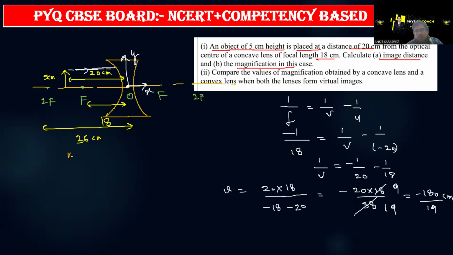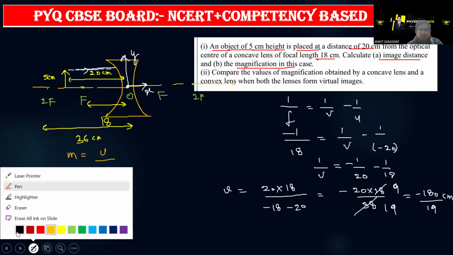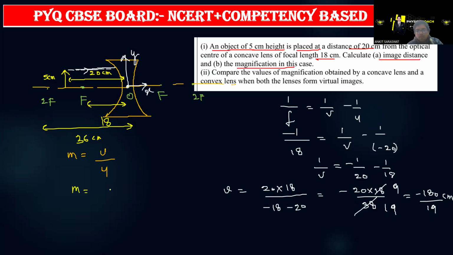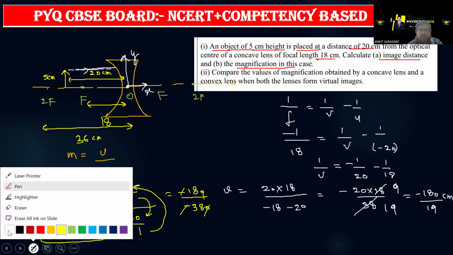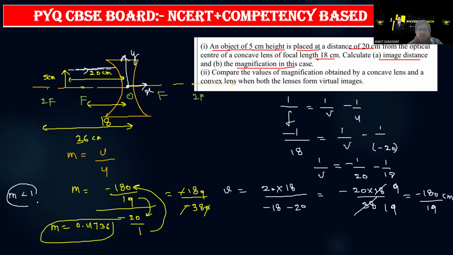They are asking like magnification. In this case, the magnification formula is v by u. Now solve. v is minus 180 by 19, u is minus 20. So you will see that magnification is 18 by 38. That is 0.47. So this magnification comes out to be less than 1. Less than 1, it is positive.